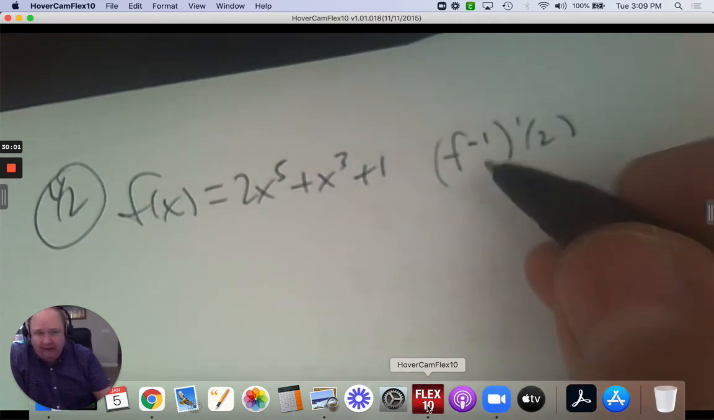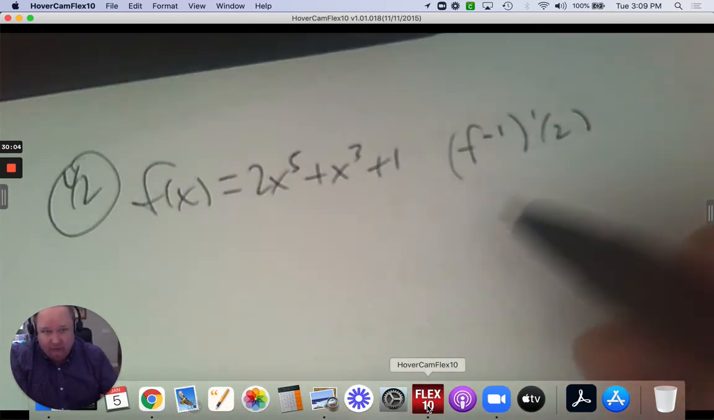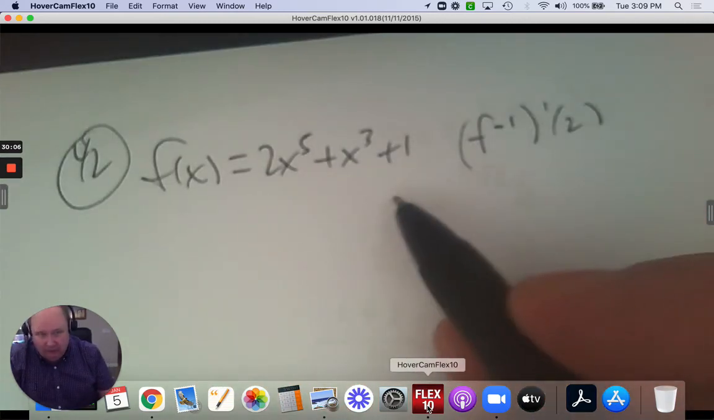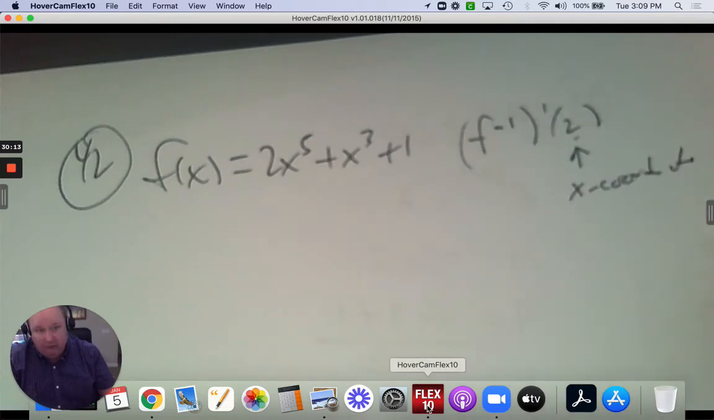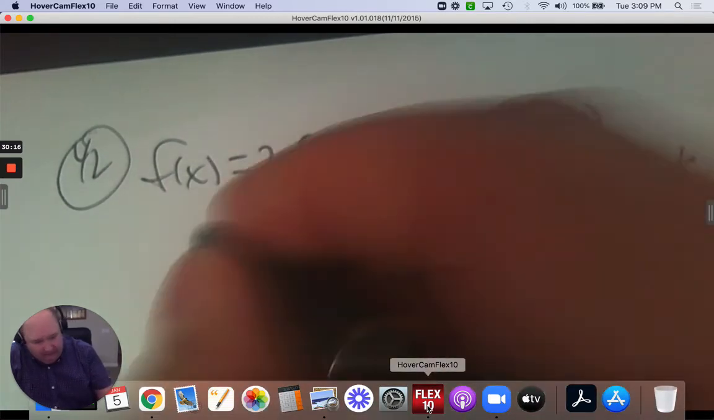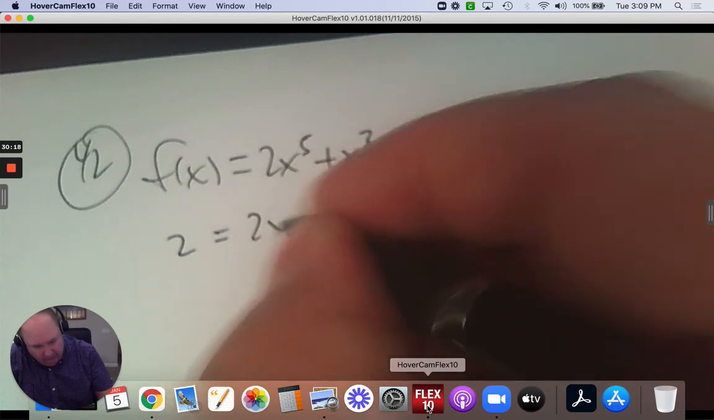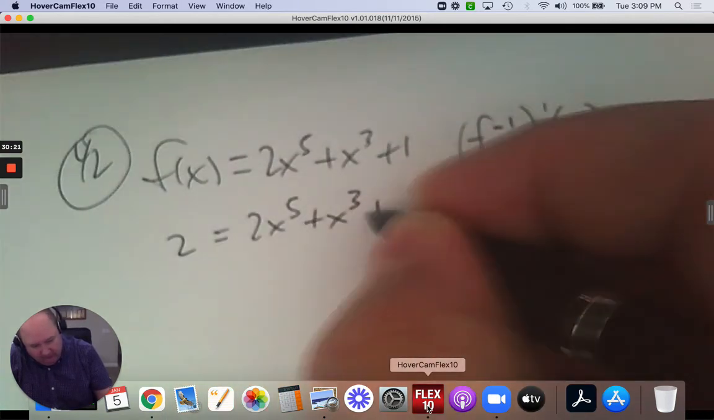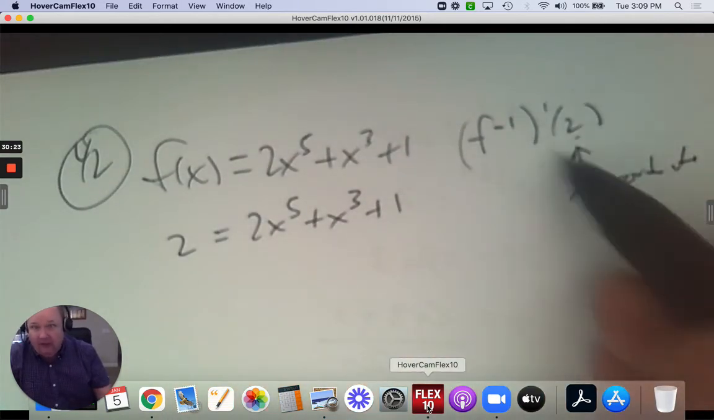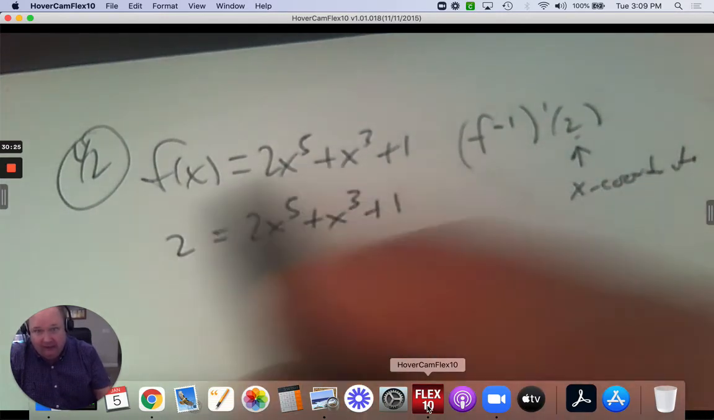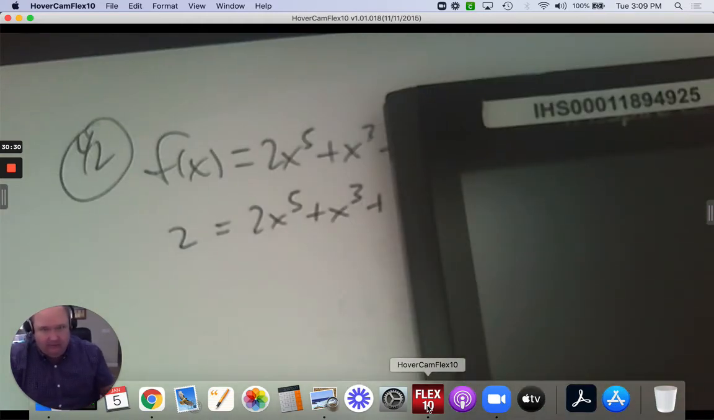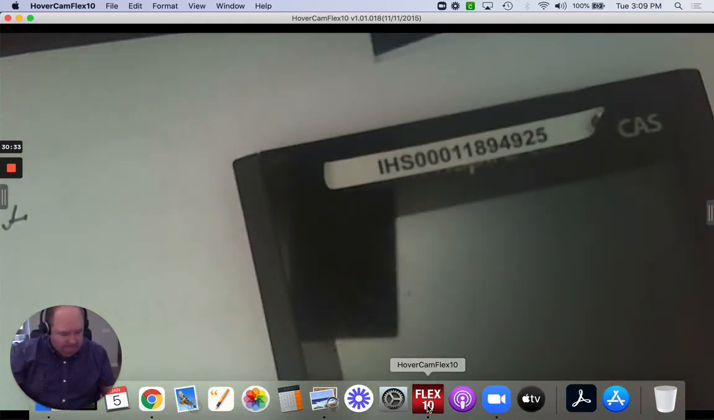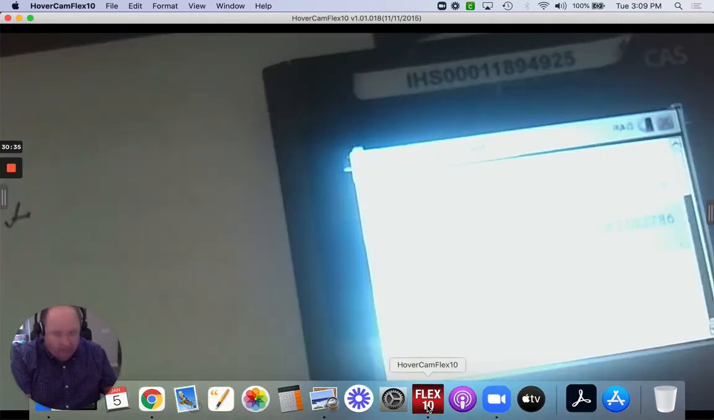So understanding the relationship between the function and the inverse is essential. That means the x and y have been switched. So this is the x coordinate of the inverse. So if I inverse it, it's now the y coordinate for the function. So what I need to do here is take that 2 and it becomes the y value for f of x, and I have to solve this equation. Now I'm just going to solve it with my calculator because I can. So I'm going to solve this with my calculator to find what the x value is there.